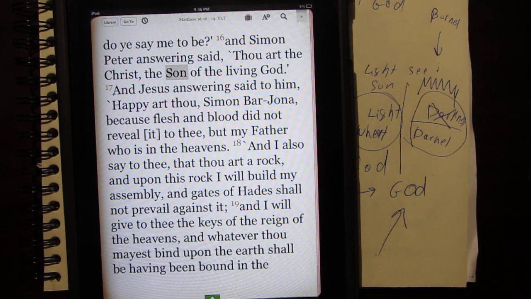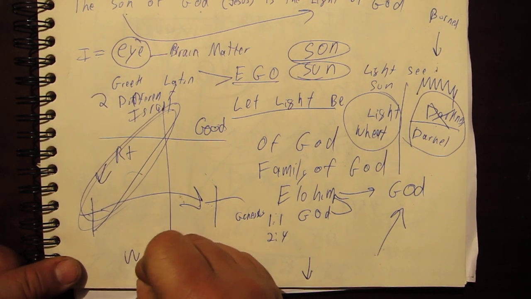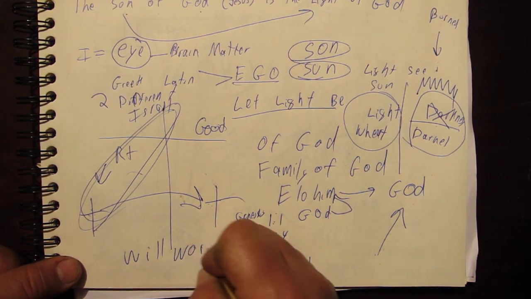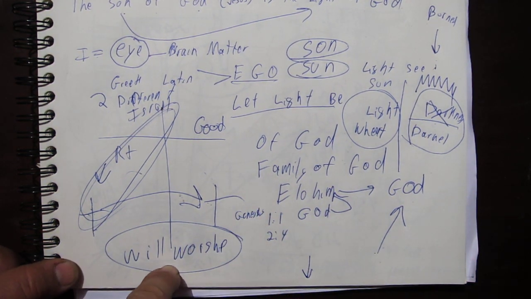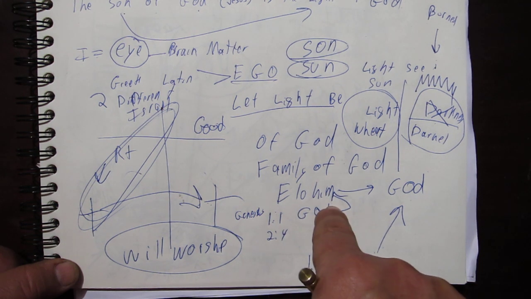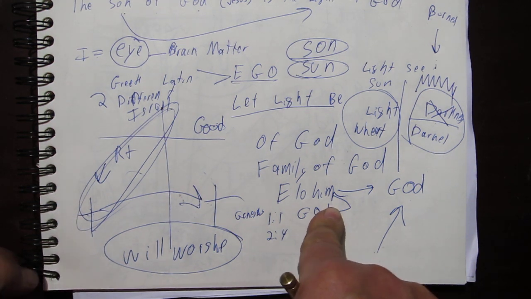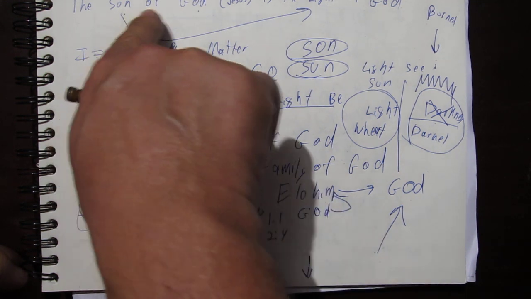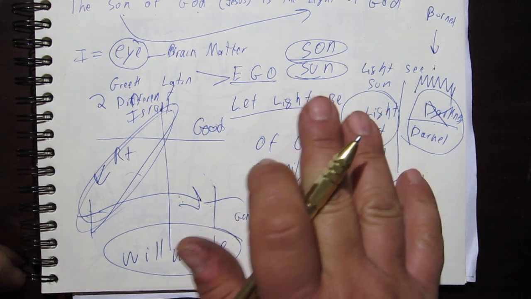If flesh and blood cannot reveal it to you, that means it is outside of will worship. You cannot worship the Father with the will. It's a revelation. It's a revelation that you are part of the family of Elohim. And God seeth the light, and the light is good. So Jesus is the Son of God. Jesus is the light of God, and it is good.